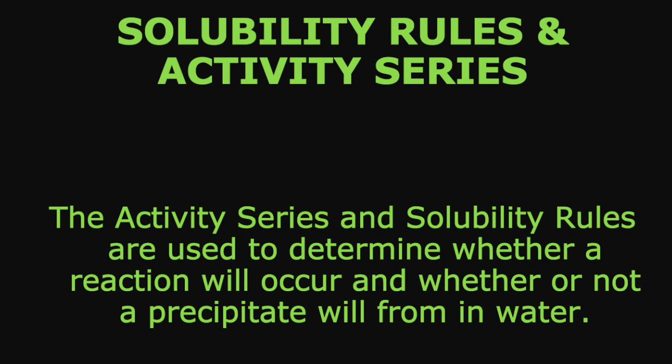Today we are going to learn about solubility rules and the activity series. The activity series is used to determine whether or not a reaction will occur, and the solubility rules are used to determine whether or not a precipitate will form in water.